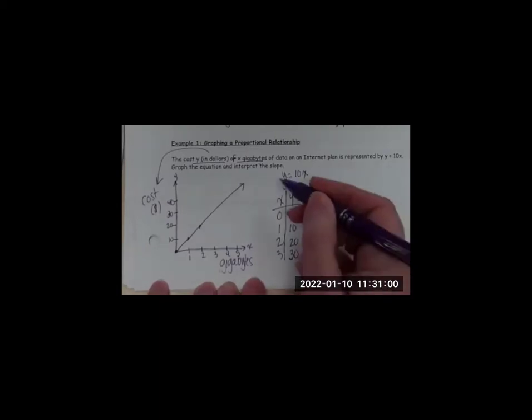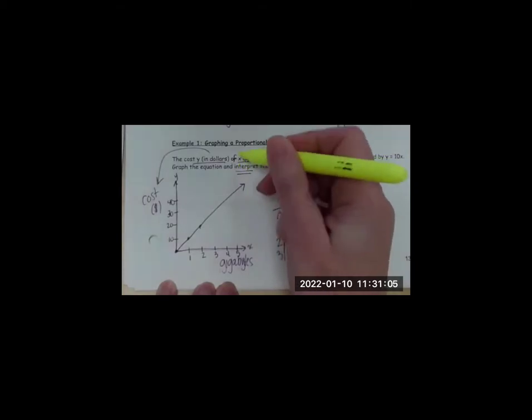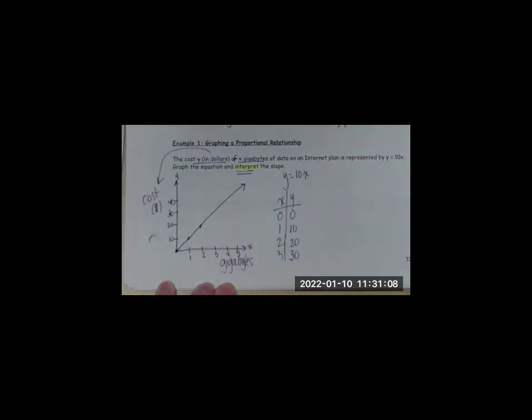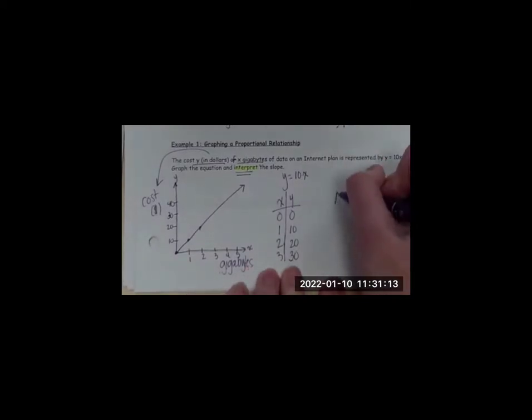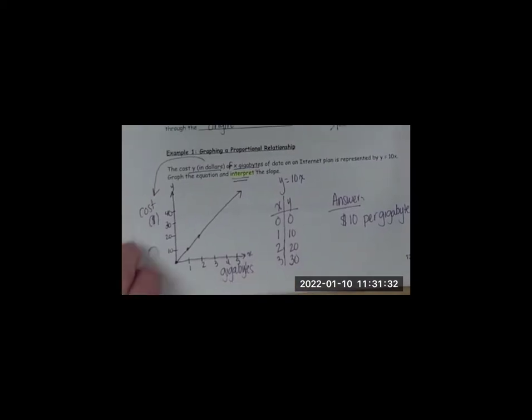All right, so let's take a look here at one important word, which means interpret. So I want to interpret the slope. I don't want to know what the slope is. I can look that up. The slope right here is 10. I want to interpret. So my answer is going to be here that this slope represents $10 per gigabyte. Okay, so when it says interpret the slope, that is what we are talking about here.